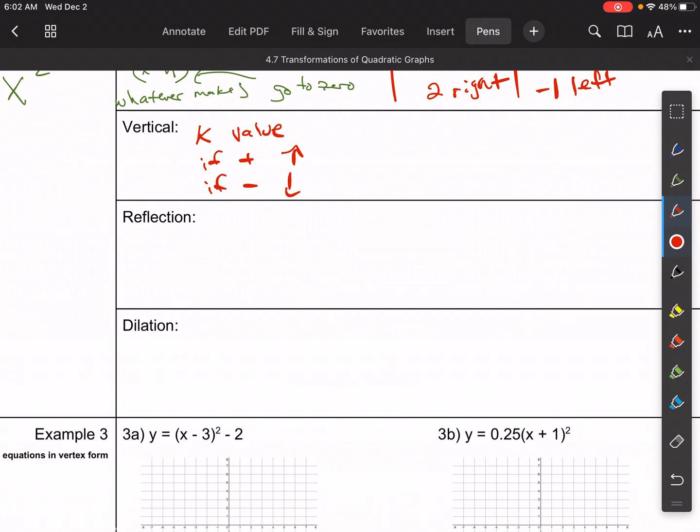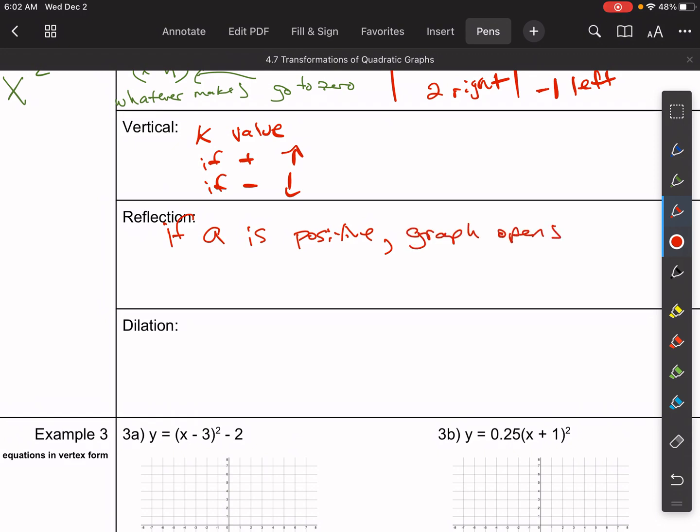For reflections, this just happens if the a value that's out front is positive, then the graph opens up.